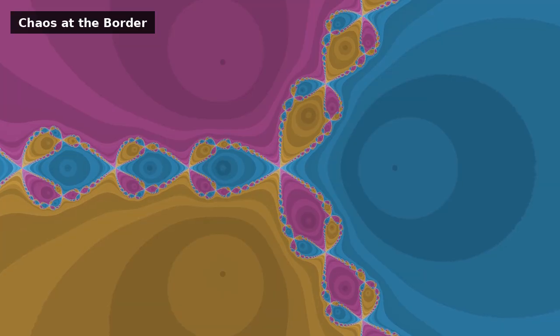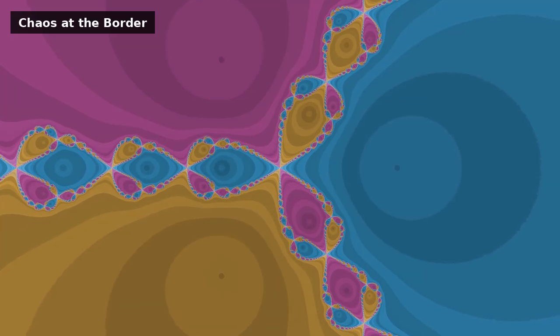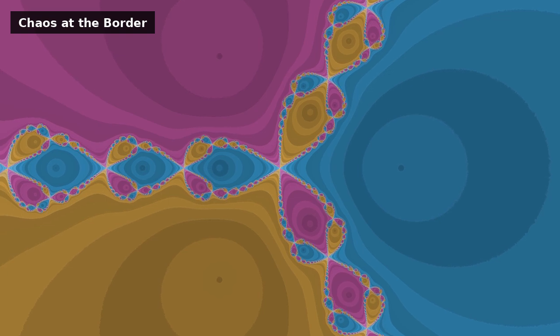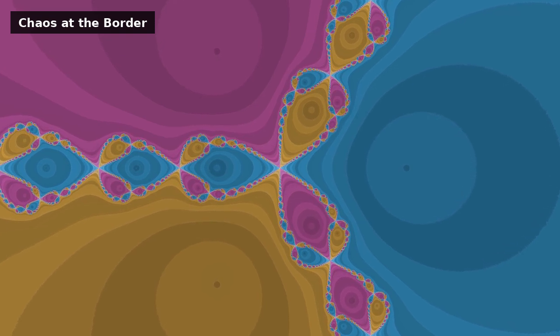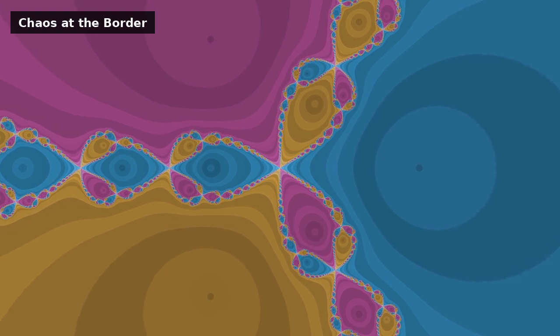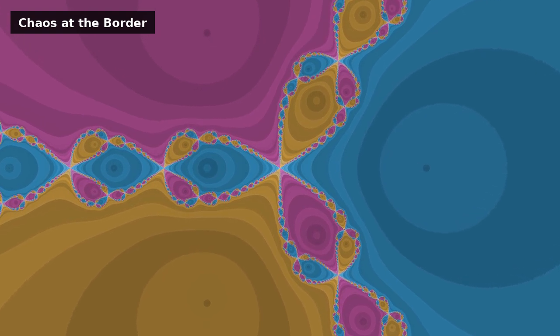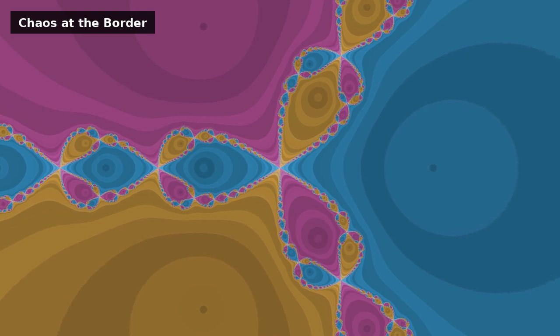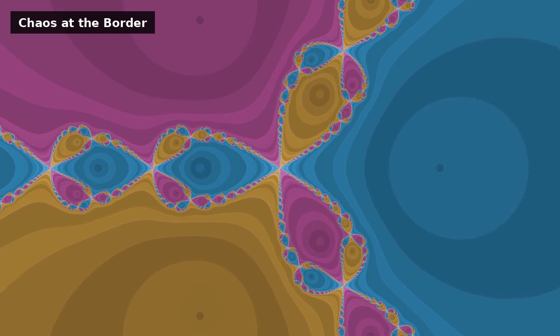Finally, look hard at where the colors meet. Deep inside each color, every guess agrees. But right on the border, a hair's move flips the answer. So the edge is basically unpredictable? Zoom in, and the same tangled edge returns forever.